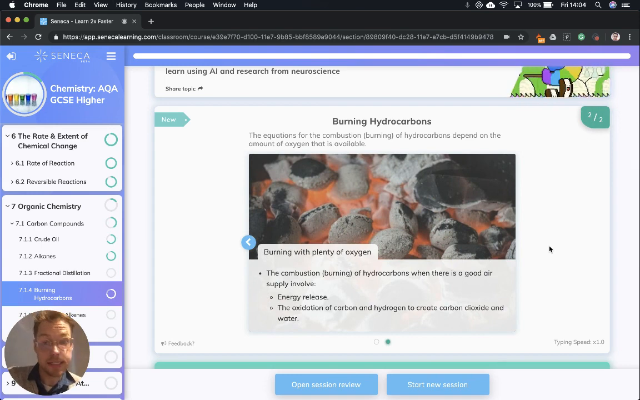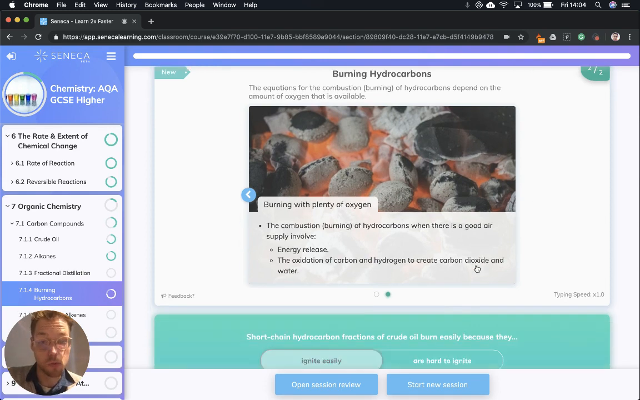However, when there's plenty of oxygen, so there's a good air supply, we release energy, and the alkane or hydrocarbon undergoes complete combustion, and we make carbon dioxide and water.